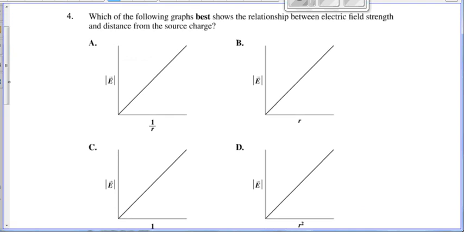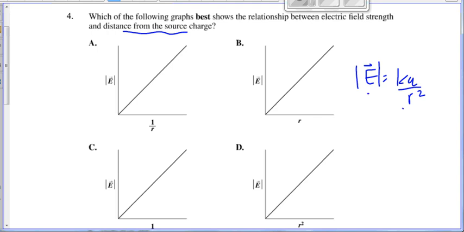Okay, let's have a look, guys. Number 4 says, which of the following graphs best shows the relationship between the electric field strength and the distance from the source charge? We're talking about a non-uniform field, so we're talking about the producer equation here. If you ever want to find a graph that shows a relationship, get the equation. We're looking for the relationship between E and R.